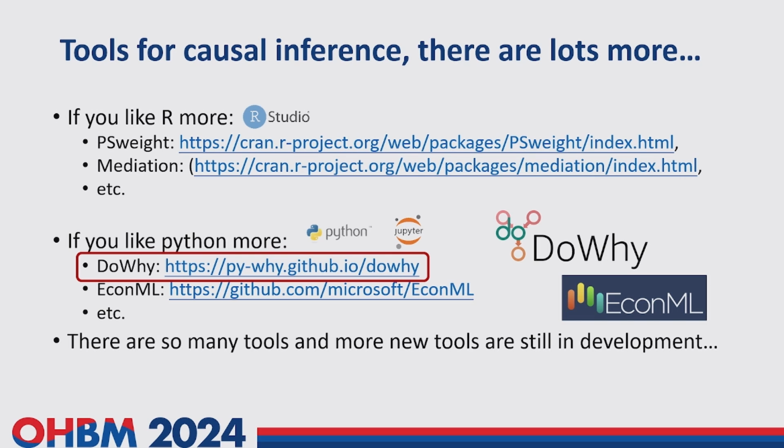If you like Python more, which has more powerful machine learning capabilities, you have DoWhy, which is created by Microsoft. It's nice and open source. You can use that to estimate the causal effect and to do the refutation test later, which I'm going to show you. And also EconML, which is a similar thing. There are still a lot of tools in development. And don't worry, they have MATLAB tools as well, so it's okay.